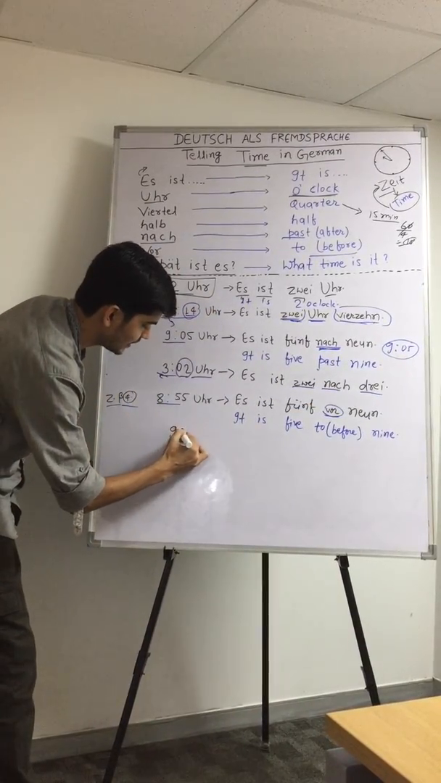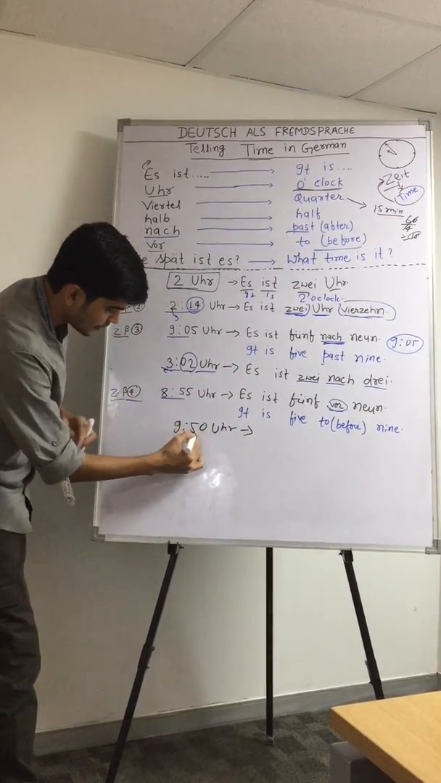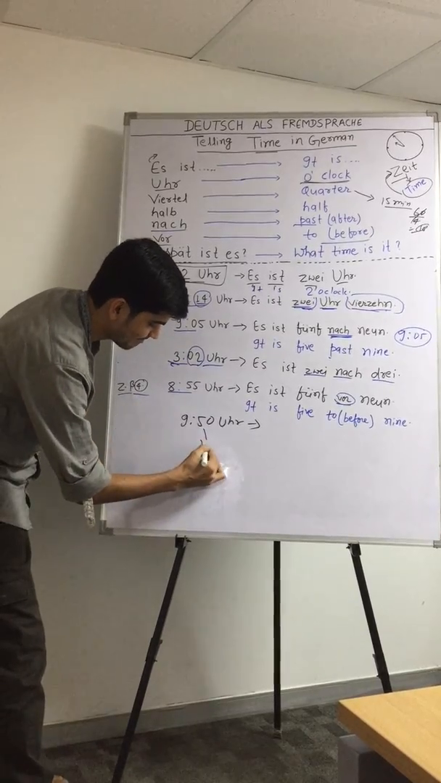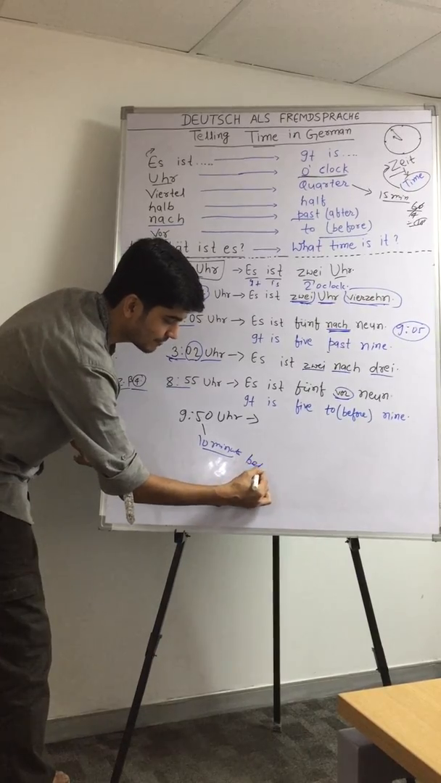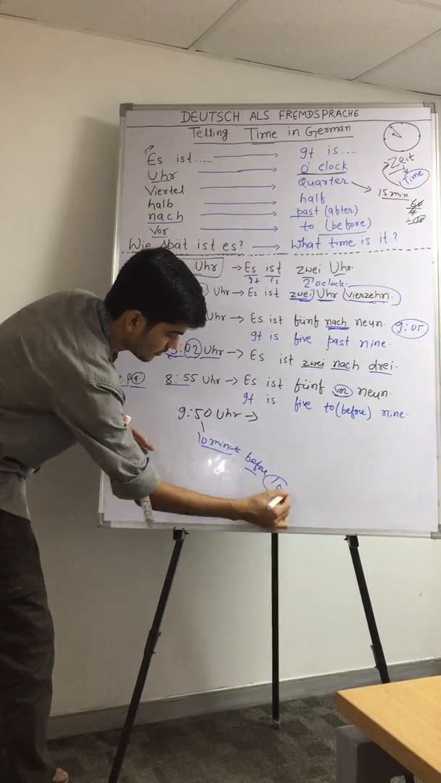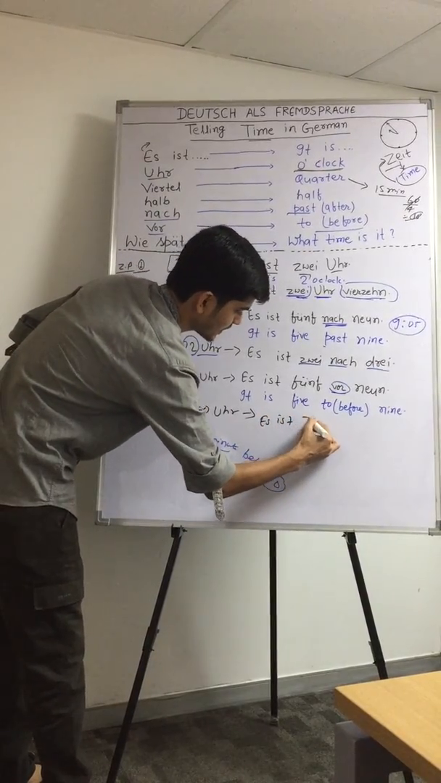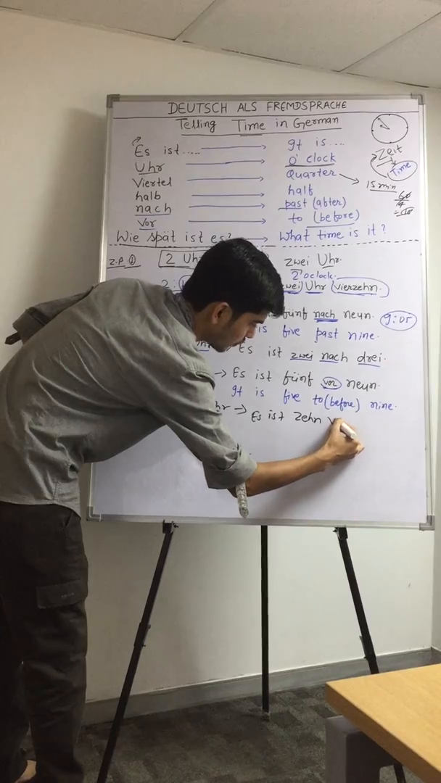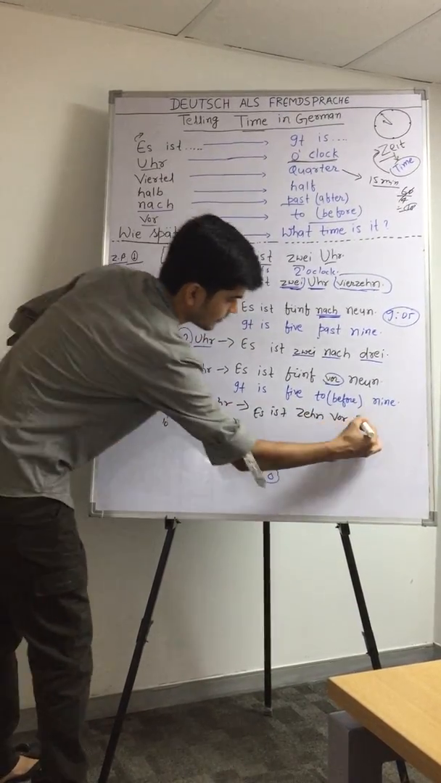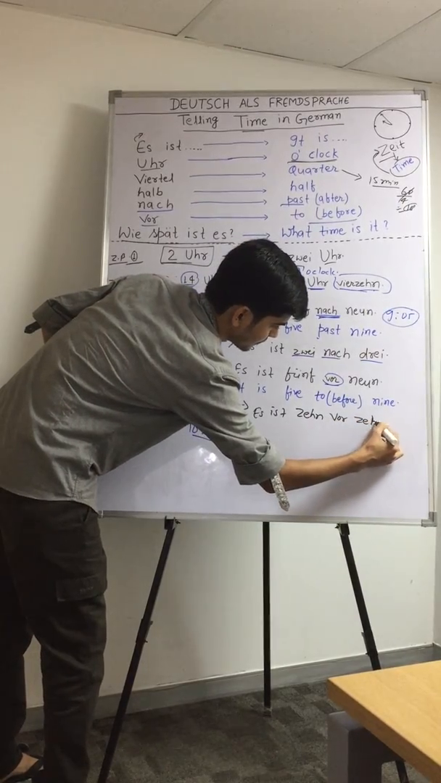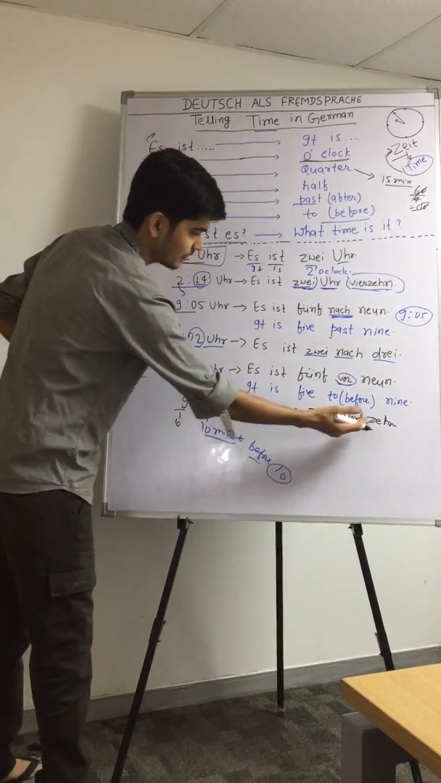Same. If we take 9:50 Uhr, here look at it. It is 10 minutes before 10. So it will be es ist 10 vor 10. It is 10 before 10.